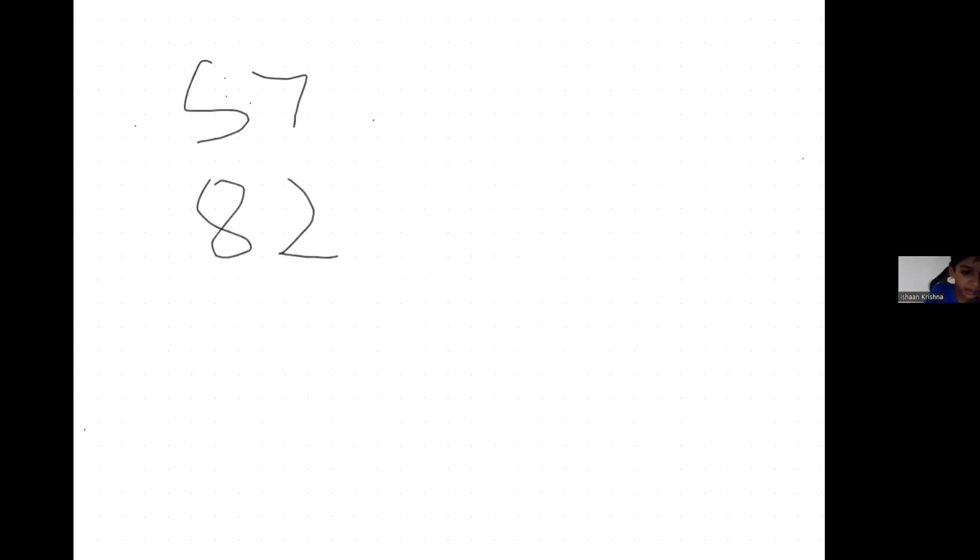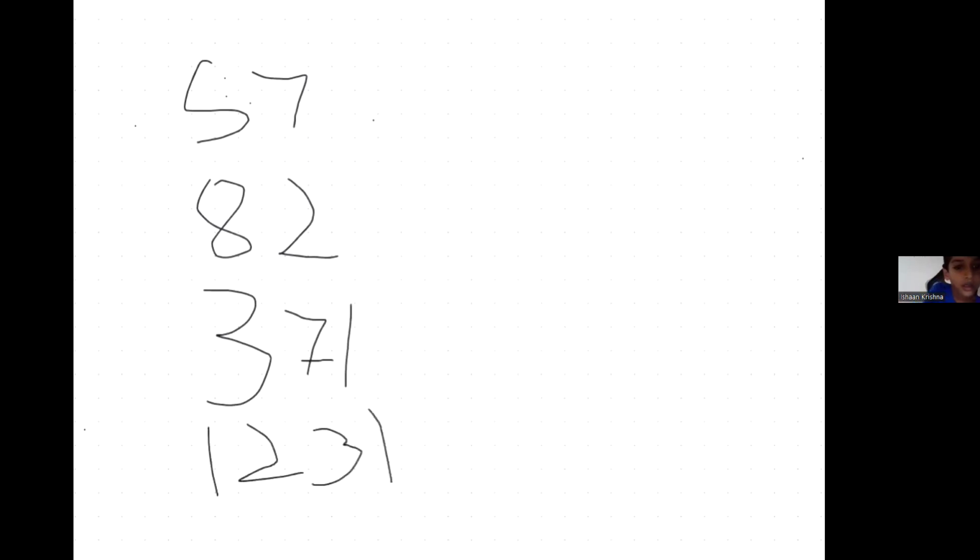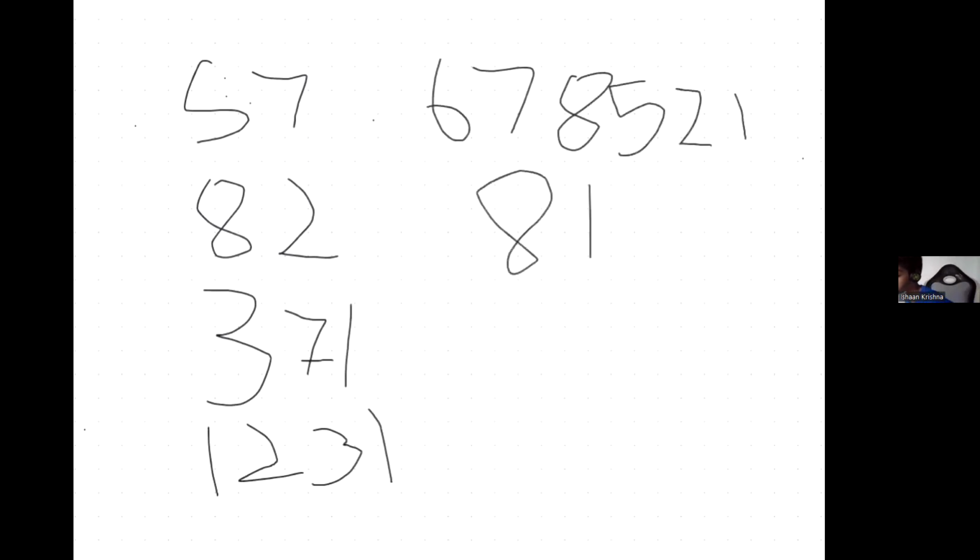Then we have 371. 1231. 678521, and 81. Multiplication of all these numbers. So you can note the numbers down and keep the times 11. Please note that this does not apply for 111 and 1111. It is not the same. Okay, so now pause the video, copy down the questions, and then we'll solve them together as usual. I'll see you in a bit.